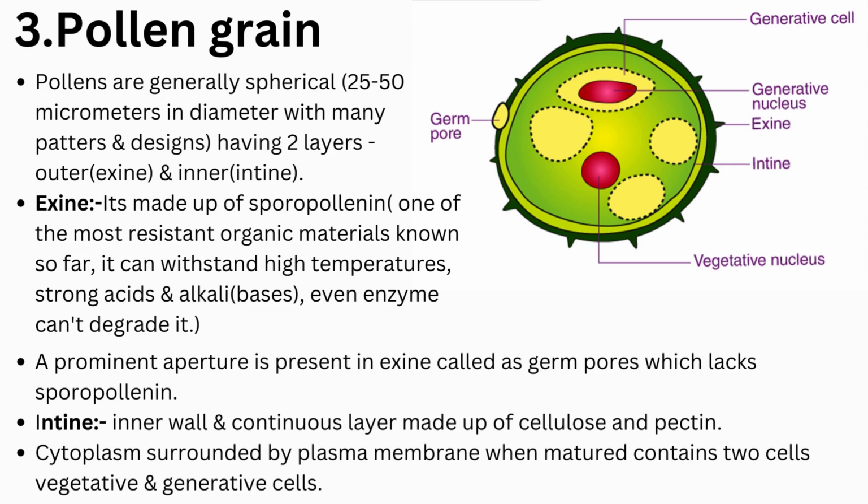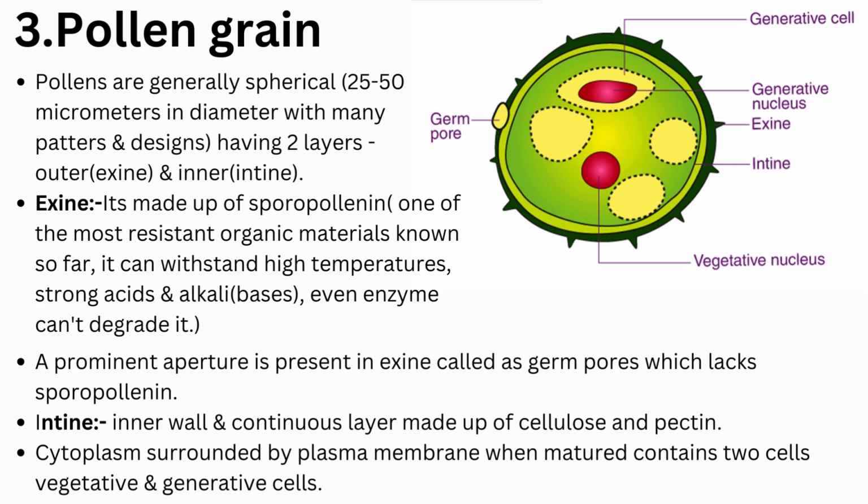A prominent aperture is present in exine called germ pore, which lacks sporopollenin. And now you are wondering why this prominent aperture is present. Think about it, guys. I know the answer, but you have to do it. Intine is the inner wall, a continuous layer made up of cellulose and pectin. Cytoplasm is surrounded by plasma membrane, which when matured contains 2 cells, vegetative and generative cell.